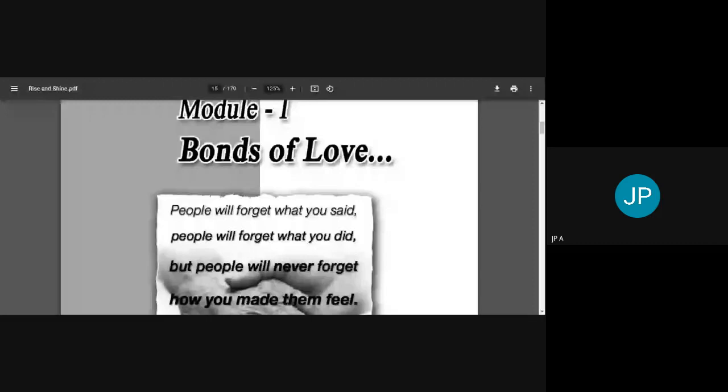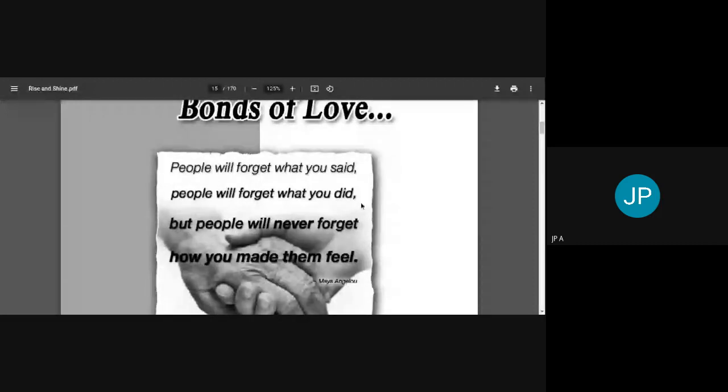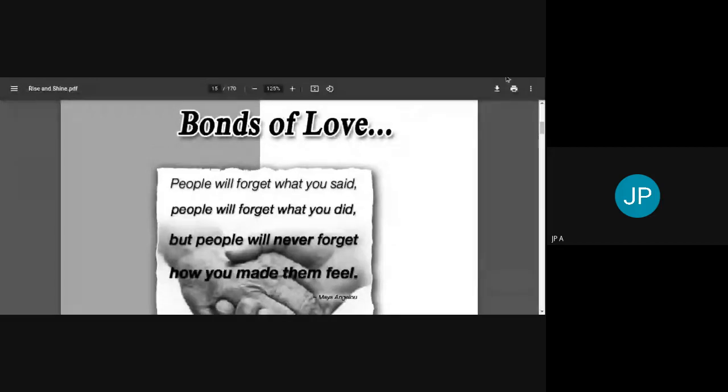Bonds of Love. There is a quote from a famous African American poet called Maya Angelou. It is given there, you can read it on the screen. Just read it and tell me what you understand from this. What do you understand from these 4 lines? You can switch on the mic and speak, or you can type it in the chat box.